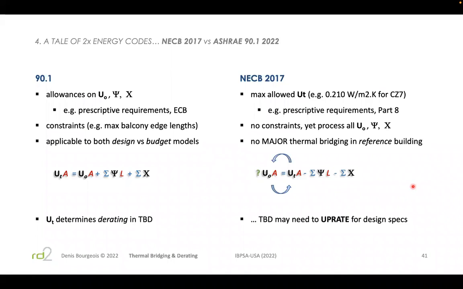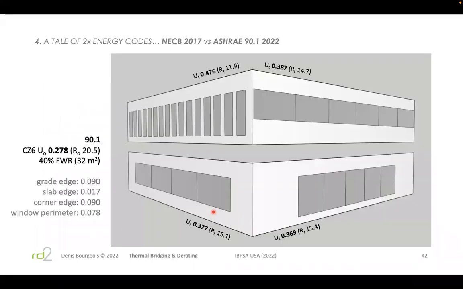Okay, so TBD offers a feature that's described on the online website, which is called uprating. So I'll try to explain what that means. Uprating is basically that exercise of trying to guess what the U naught factor should be once you know something about your thermal bridging and your facade layout in order to achieve the required UT requirement in the code. I'll do a couple of demonstrations for this.